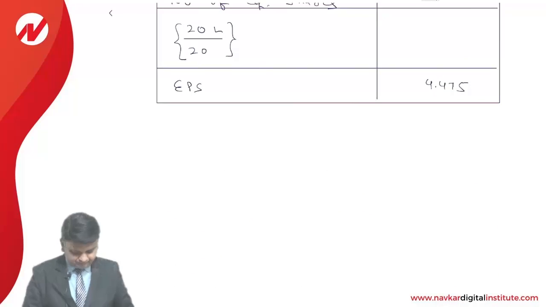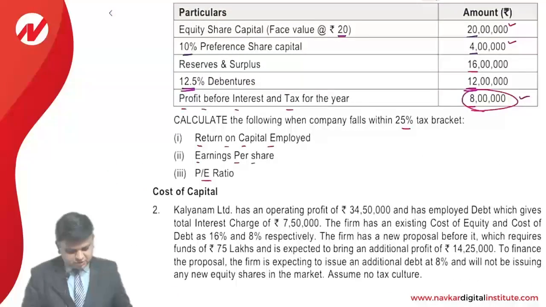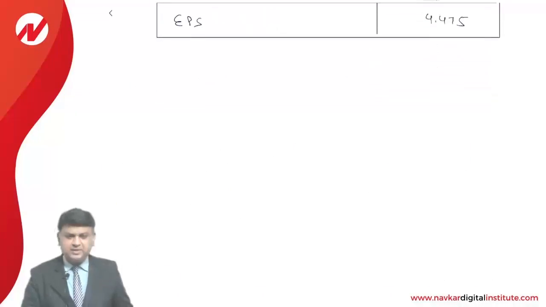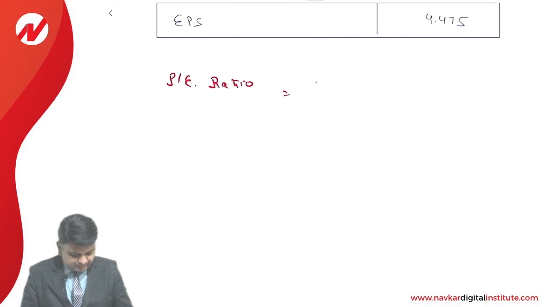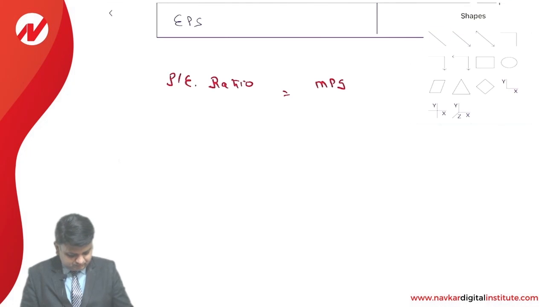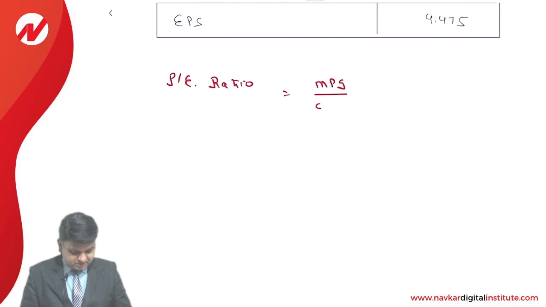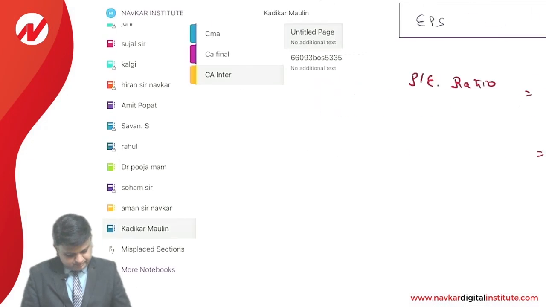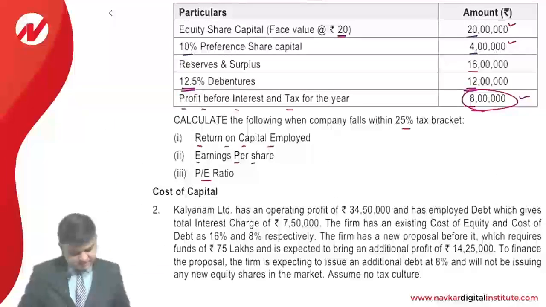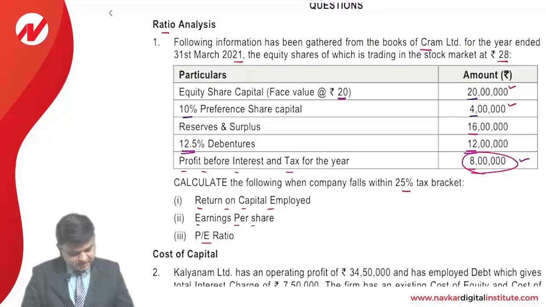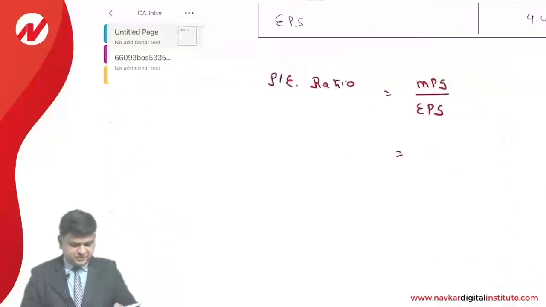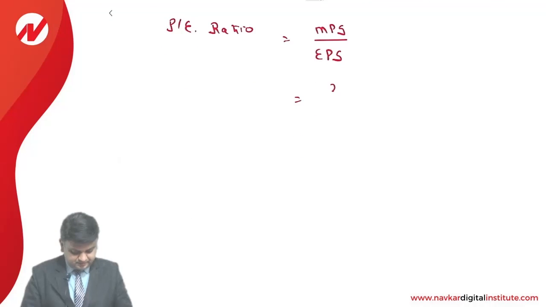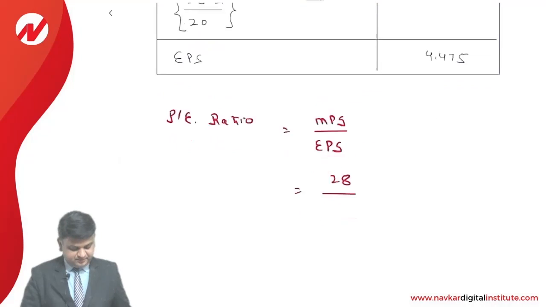Next is calculation of the PE ratio. PE ratio, price earning ratio, is very simple. It is market price of the share divided by earning per share. Market price of the equity share is given to us in the question as rupees 28, and earning per share has been calculated by us in the earlier question, that is 4.475.